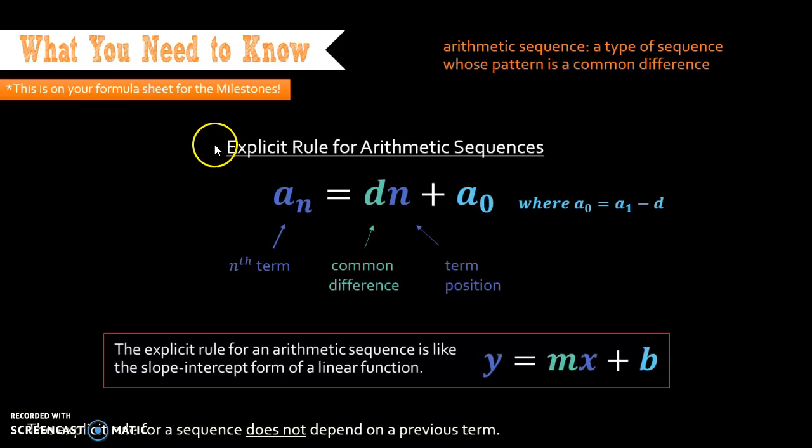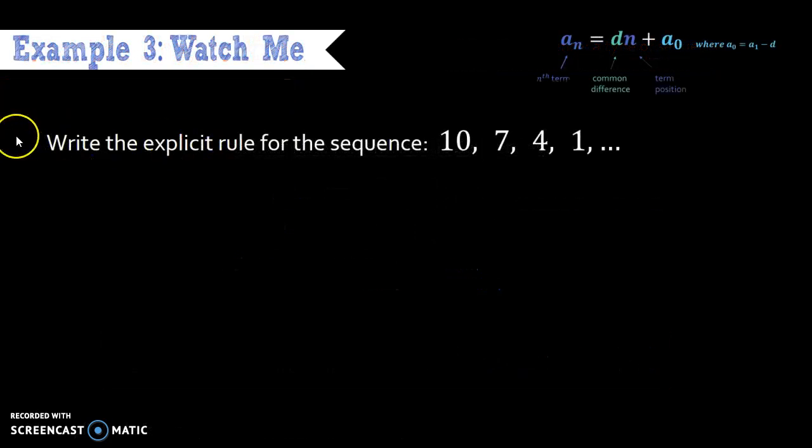So the explicit rule is a lot more handy. It's a lot more practical to use this one. Unless something specifically tells you to use recursive, the explicit rule is going to be the one that we use most of the time. Here's an example.